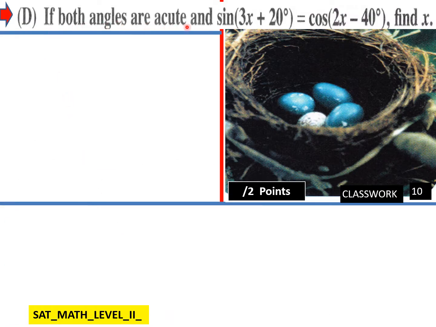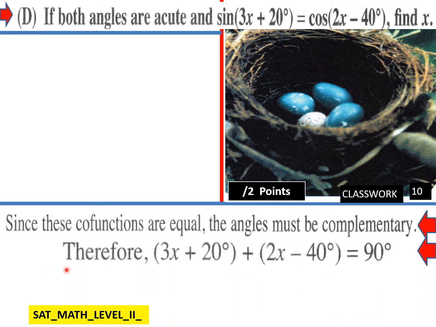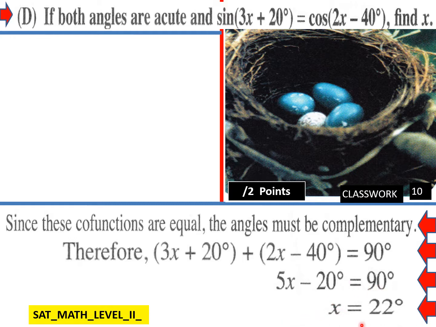If both angles are acute and sine of 3x plus 20 degrees equals cosine of 2x minus 40, find x. So for this situation, since these cofunctions are equal, the angles must be complementary. Therefore, 3x plus 20 plus 2x minus 40 would have to equal 90 degrees in this situation here. So when we combine like values, 5x minus 20 will equal 90. So x would have to equal 22 degrees in this situation here.